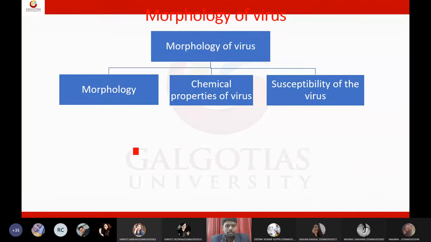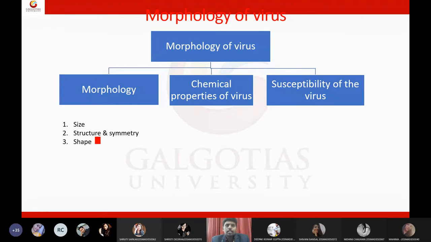So coming to the morphology of virus, students, I will divide it into three parts. Keep in mind, first we will discuss its structural morphology. Then we will discuss its chemical characteristics, and we will also discuss its susceptibility. So in the morphology, I will discuss the virus size, virus structure, viral symmetry, and viral shape.